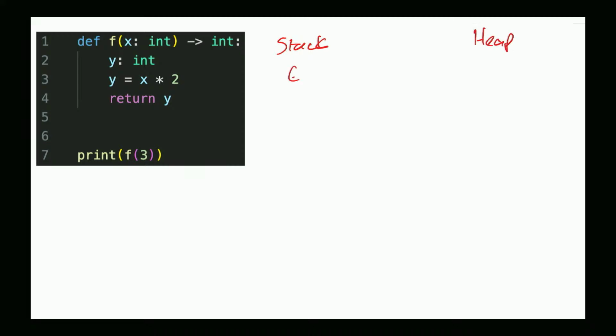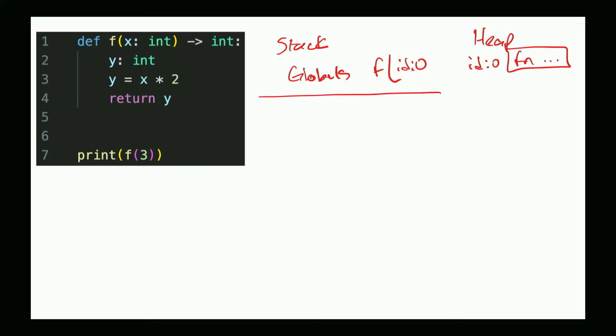And we're going to have globals. And we're going to have a function f that will be id 0. And this is the function. And I'm just going to write dots here. We're hopefully now comfortable enough with how we would declare that that I won't spend extra time on it.